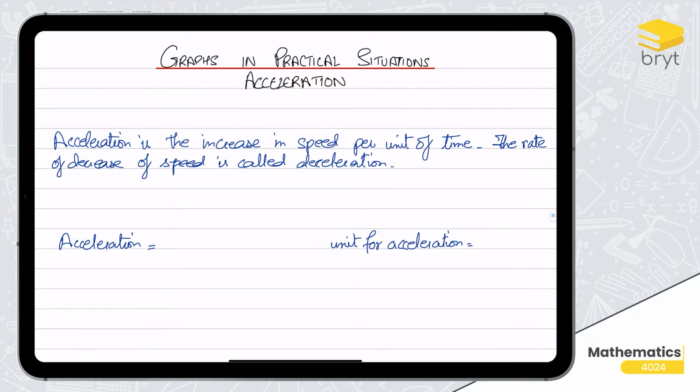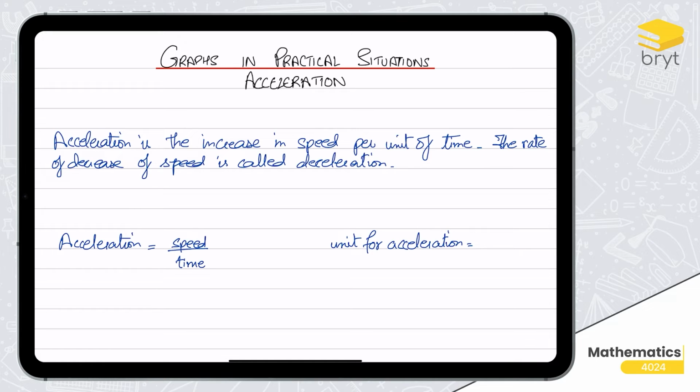So acceleration is the increase in speed over a period of time. Basically, when a car increases its speed from zero, or any variation in speed that happens, the increase in speed is the acceleration, and the rate of decrease of speed is the deceleration of any object, not just a car. So to calculate acceleration, the formula is speed divided by time.